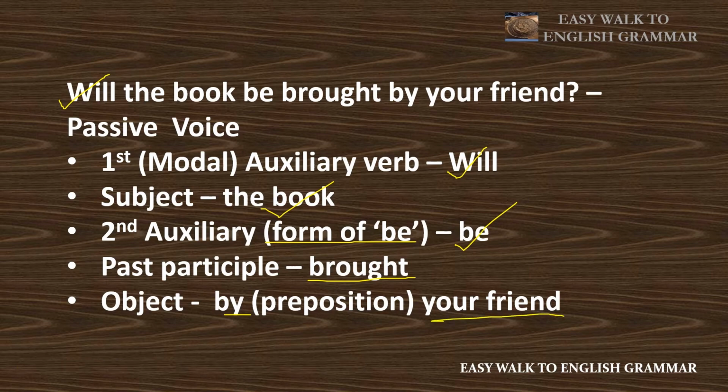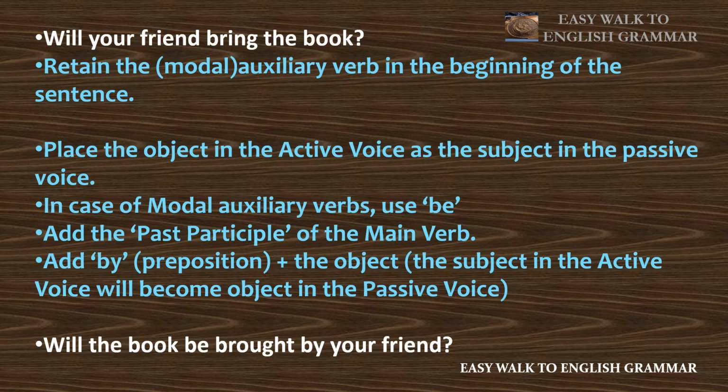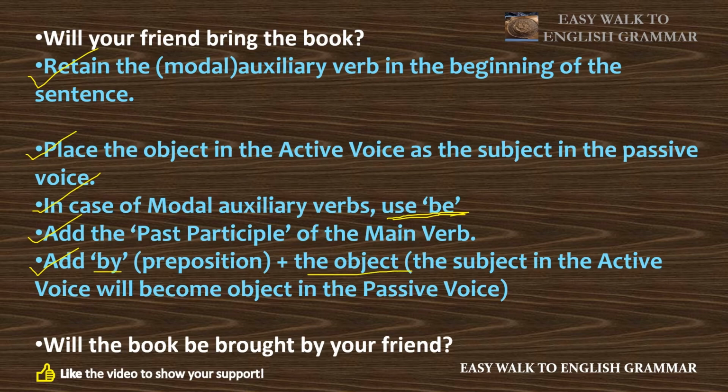The things to remember while we transform these kinds of active voices to their passive voices. Retain the modal auxiliary verb in the beginning of the sentence. Place the object in the active voice as the subject in the passive voice. In case of modal auxiliary verbs, use be. Add the past participle of the main verb. Add by, the preposition, plus the object. The subject in the active voice will become the object in the passive voice. And here we get the passive voice: Will the book be brought by your friend?